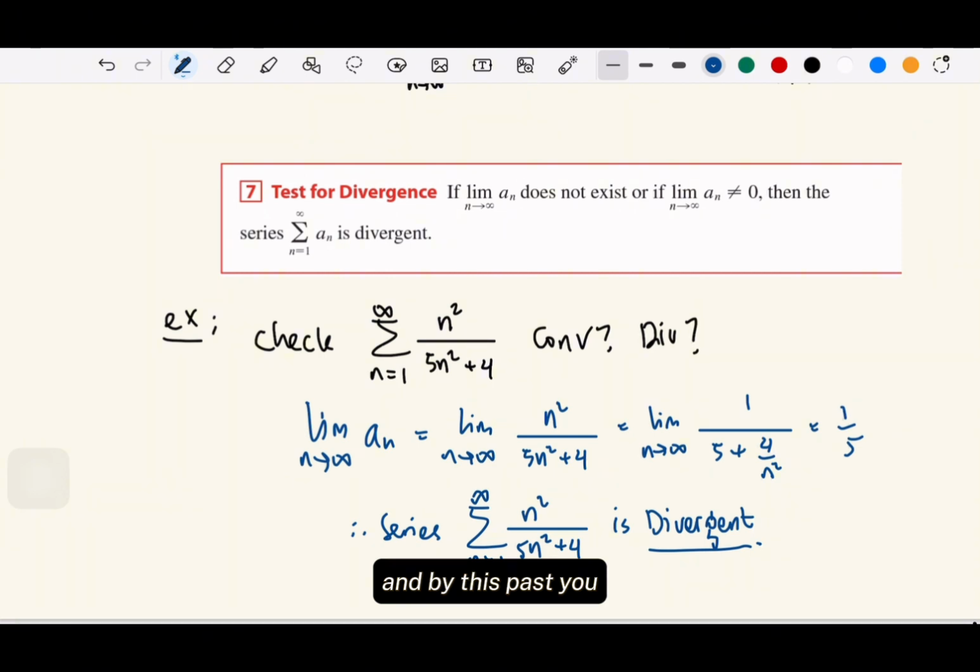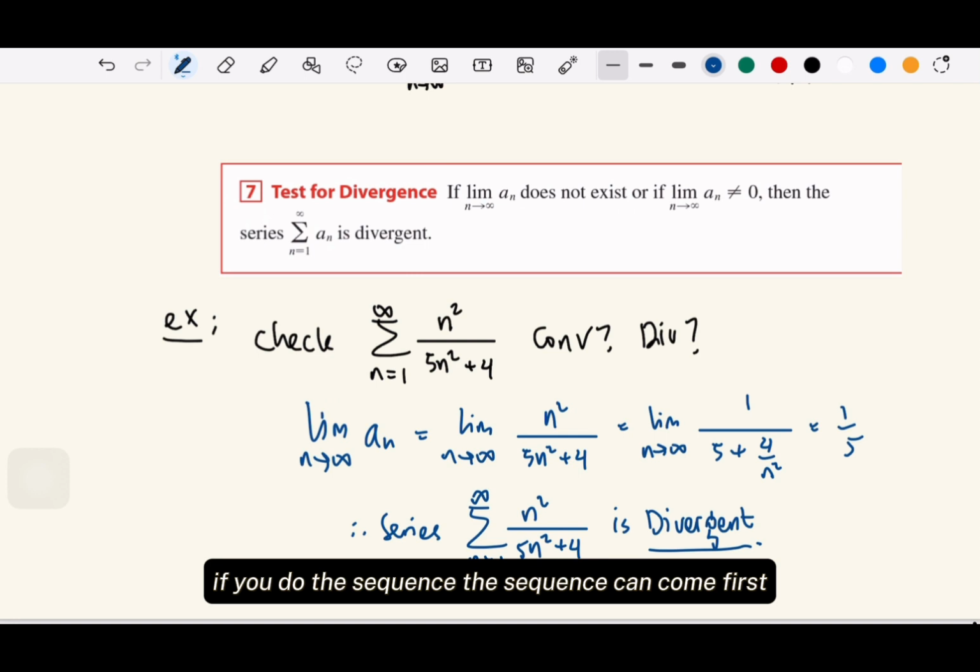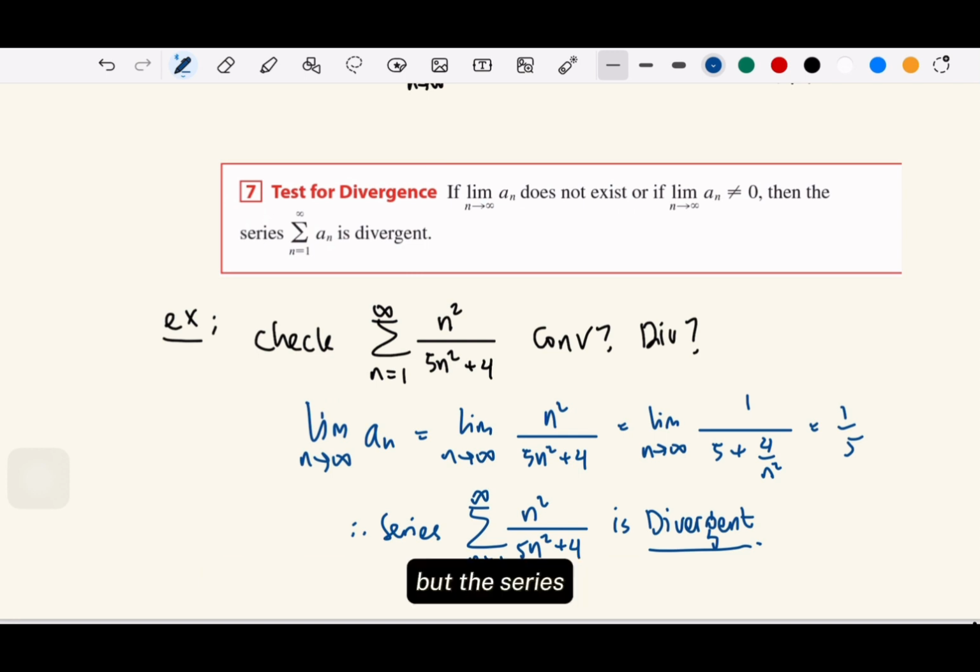And by this, you need to be able to distinguish between a sequence and a series. If this is a sequence, then it will not have any sum. If this is a sequence, the sequence converges, but the series is divergent.